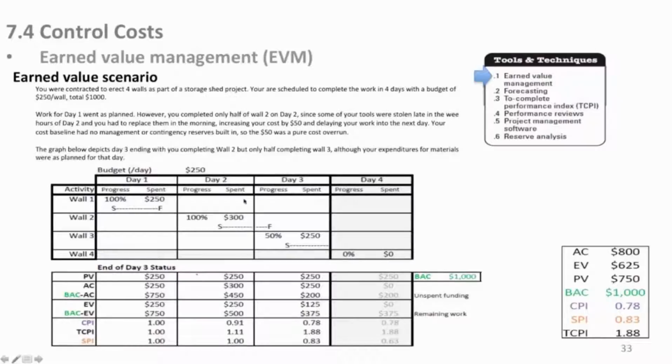So here we are at the end of day 2. It says 100% done, but that's because we completed it in day 3, therefore wall number 2 was done, but we did it in day 3. However, we spent $300 instead of $250. Okay, so the graph below depicts day 3 ending.